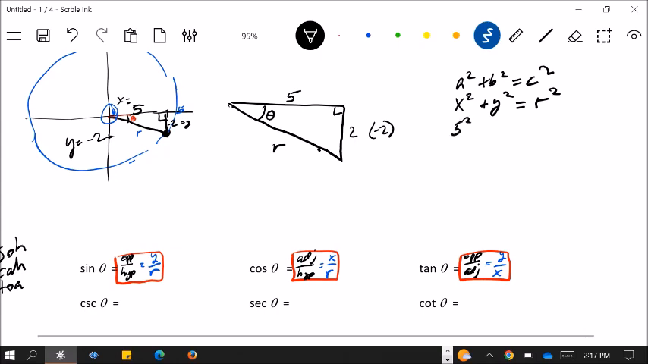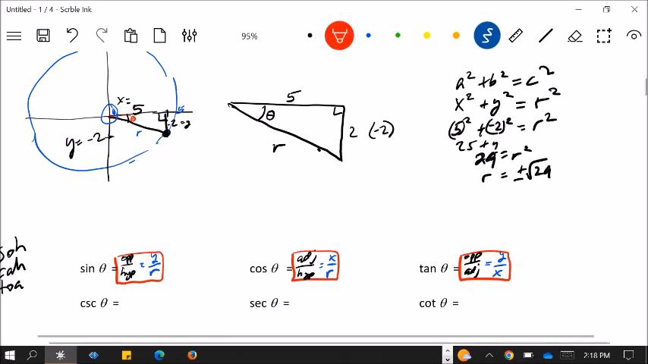So what we have is 5 squared plus -2 squared equals r squared. 25 plus 4, 29. 29 equals r squared. r is equal to plus or minus the square root of 29. It can't be negative. A distance can't be negative. So therefore, the radius is always positive. And we now know it's the square root of 29.